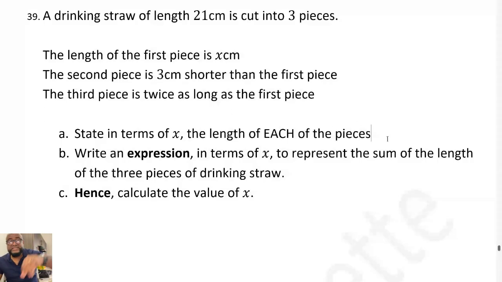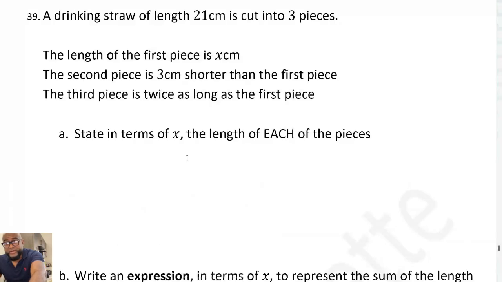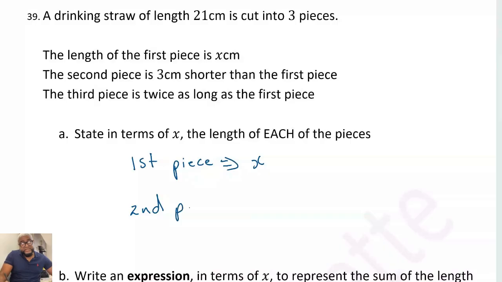The first piece. State in terms of x, meaning that whatever answer you put for the first length, the second length, and the third length, it must have x in it. When it's in terms of x, it simply means it must have x in it, right? So we're dealing with the first piece. What is the first piece? x. Second piece? Boom. x take away 3. 3 centimeters shorter than the first means x take away 3.